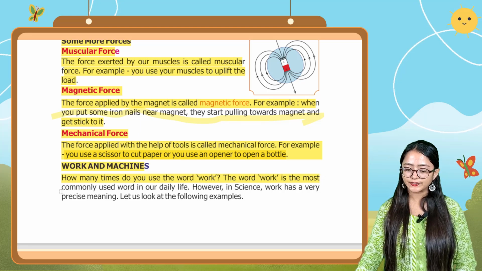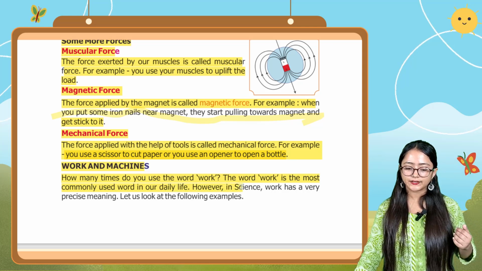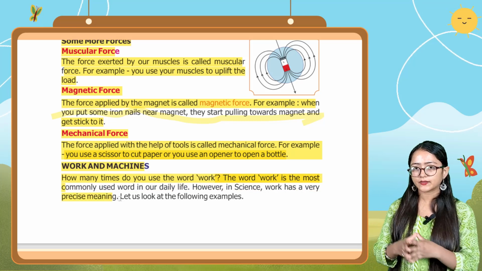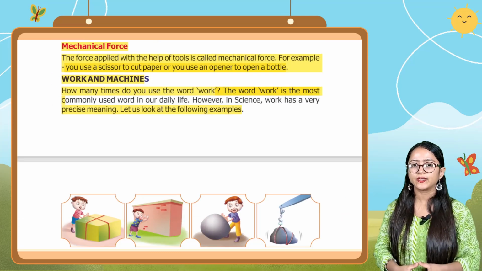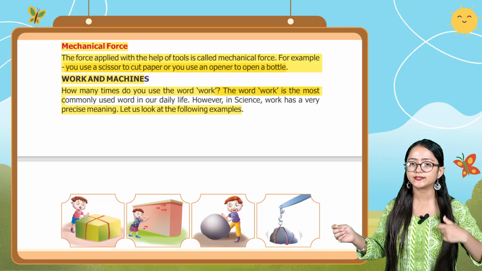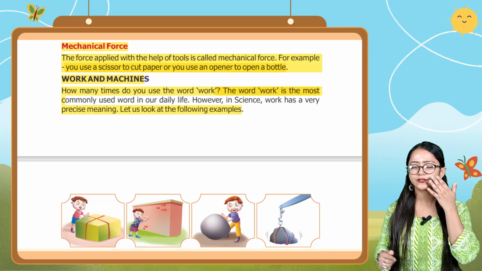However, in science, work has a very precise meaning. Let us look at the following examples. So basically, in our day-to-day life, we hear this word work. In English also we use this word work. But in science it has a precise meaning. So what is this precise meaning?